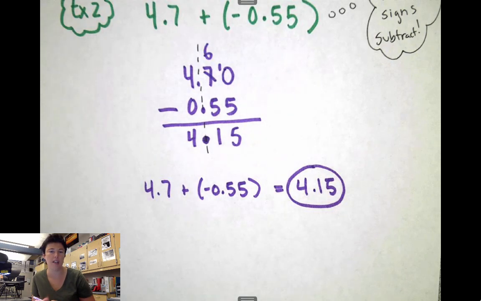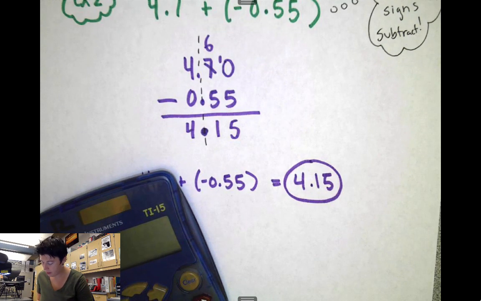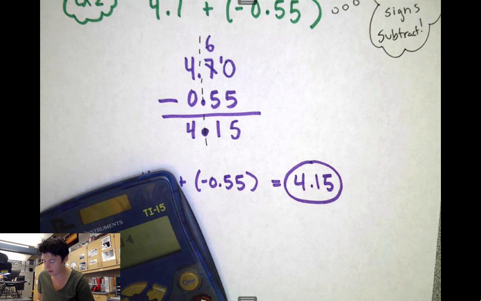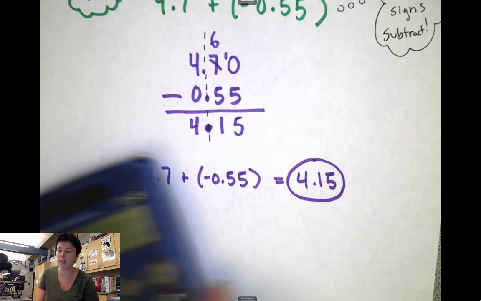Now let's check it and make sure we feel like we're right. If we're not totally sure, let's type it in. So what do we got? 4.7 plus negative 0.55. 4.15. We did it right. So easy to check. Looks like we're doing everything correct.